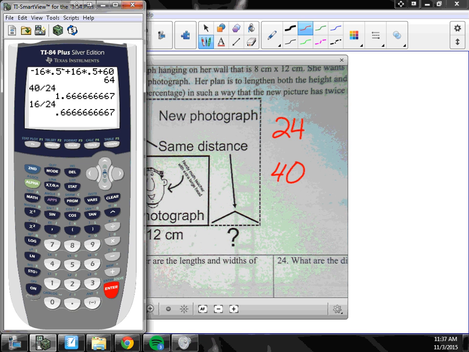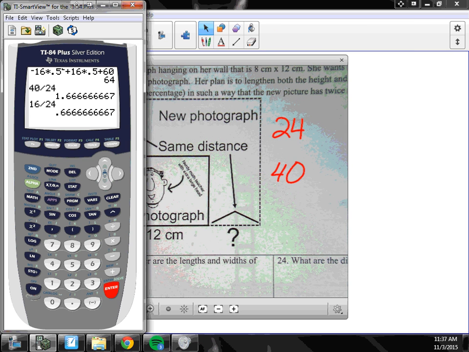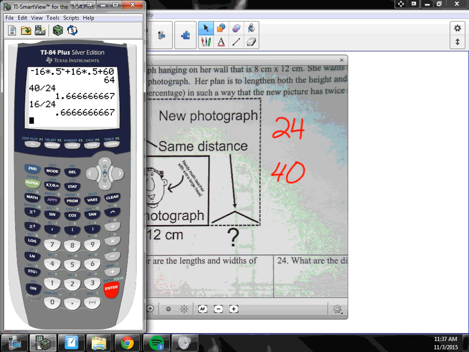So this 1 represents the original 24. So we are 66% above the original 100%. Okay? And then you have to do the same thing with the diagonals. How would you calculate the diagonal of the original? What formula would you use? Pythagorean theorem. Okay? All right, get to work.